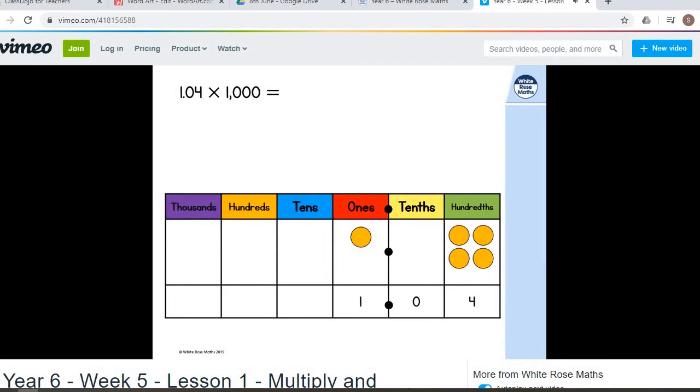1.04 times 1,000? Well, this time we know 1 times 1,000 is 1,000. And 0.04 times 1,000 would be 40. So our answer, well, we can see we've got a 1 and a 4, so the answer is 14. What?